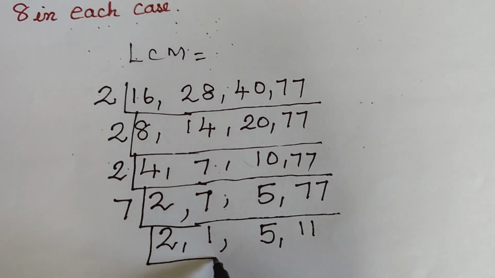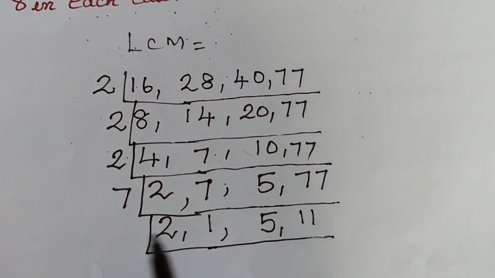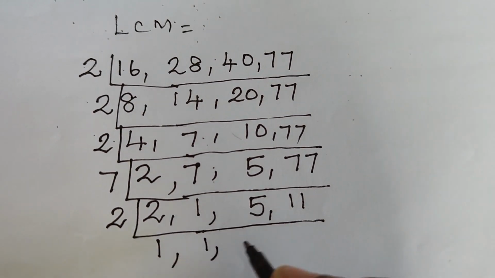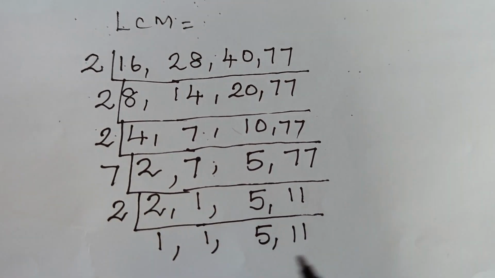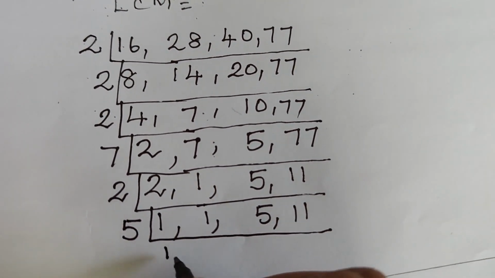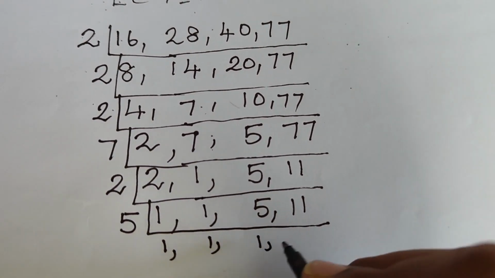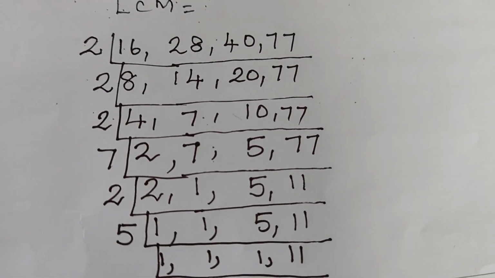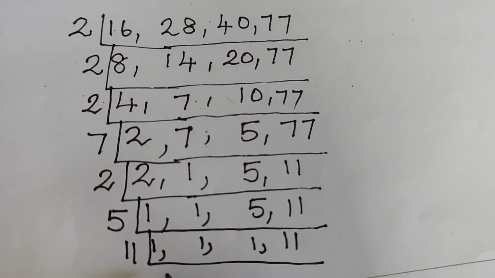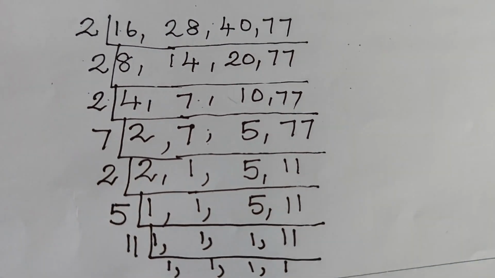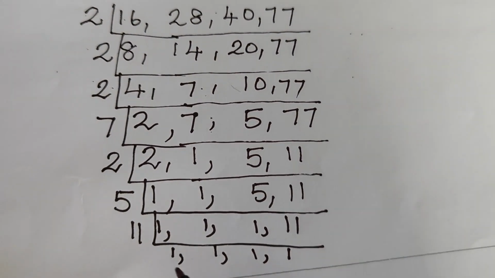So no more common factors, so we shall finish it off. Take 2. 2 goes into 2, 1 time. Bring down 1, bring down 5, bring down 11 because they are not divisible by 2. Now take 5: 5 goes into 5, 1 time. Bring down 1, bring down 11. Now take 11: 11 goes into 11, 1 time. So we got all 1s.